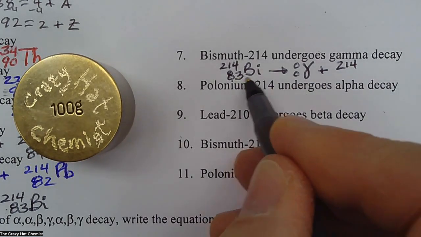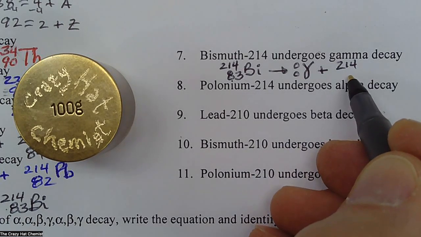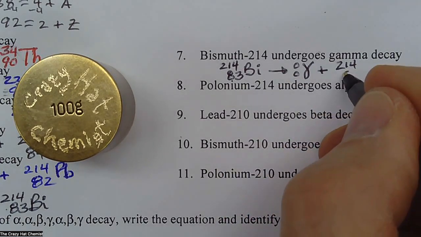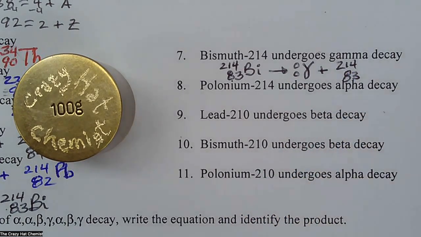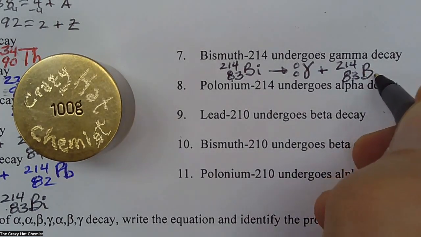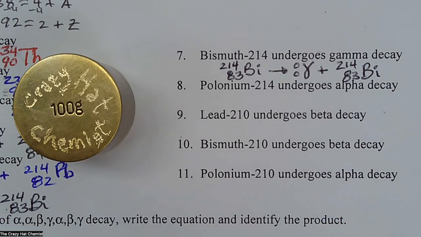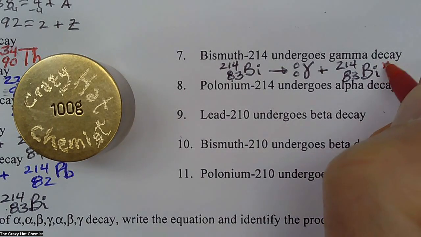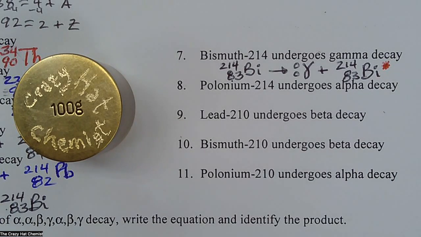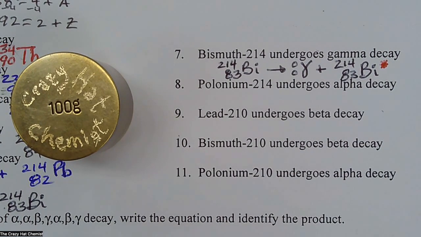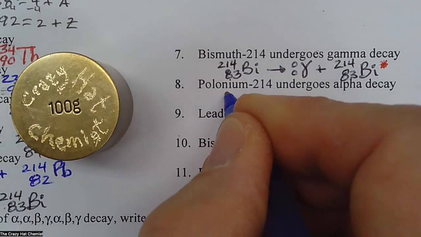And then 83 is equal to 0 plus Z. Let's subtract 0 on both sides. We get 83. And this one is really easy because we already had looked up 83. That's bismuth. This is bismuth. Just note that this product here is lower in energy than the reactant is. That's what happens here.